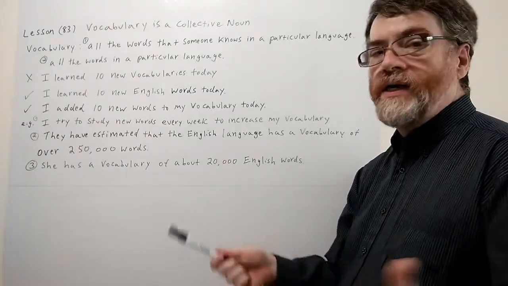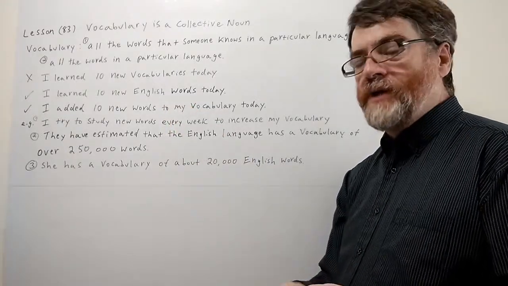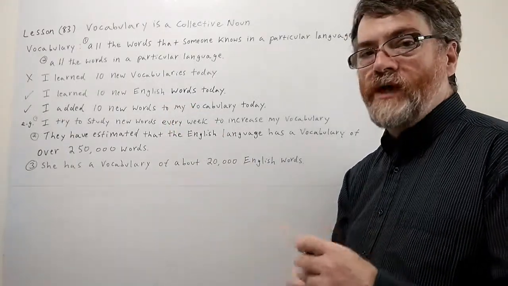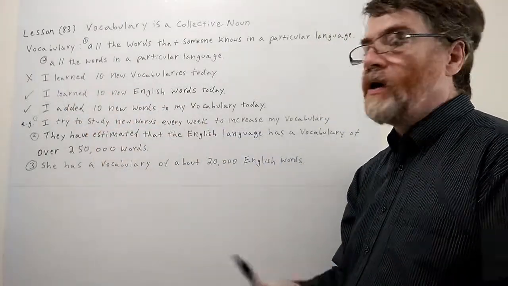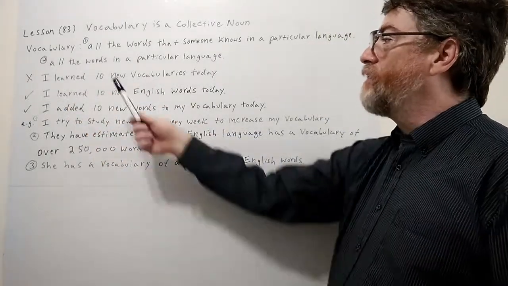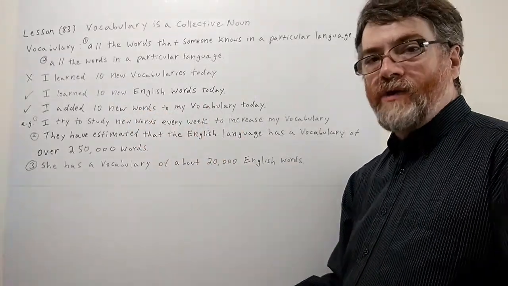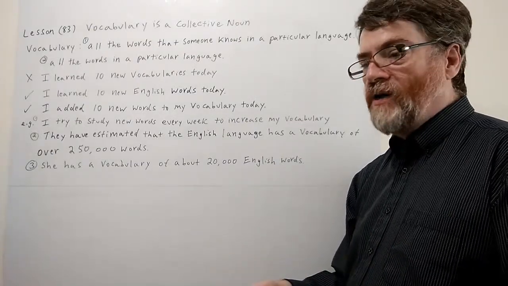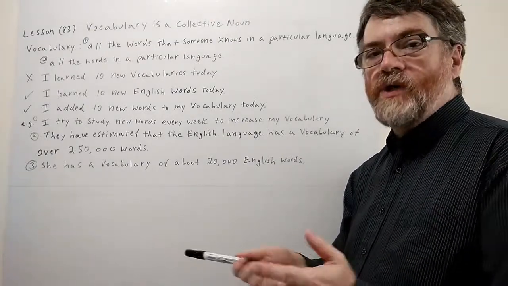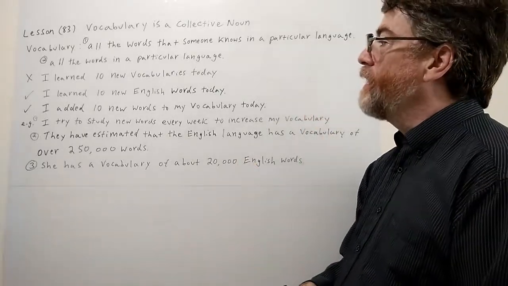All right, this is the first example I want to give because this is the one that I really want to make sure that students don't make this mistake. Remember, every time I have the X in front, that means it's wrong. So if a student says, I learned 10 new vocabularies today, that's wrong. You can't say that, because again, vocabulary is a collective noun. It's not equal to the word words. It's your whole sum of all the words you know.